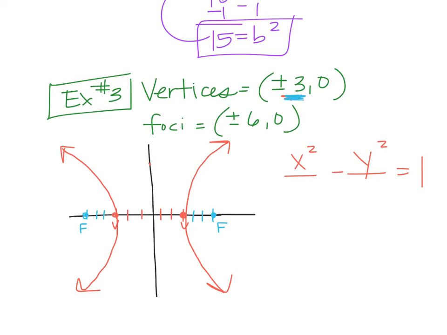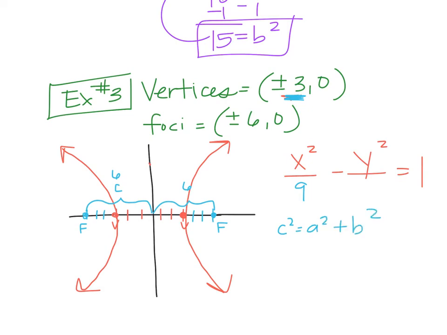3 squared is going to get us a 9 right here. We need to figure out our b squared. So the way we do that is we look at this distance, which is our c, and our c distance right now is 6, or you could do this one, the same thing, distance of 6. So we're going to say c squared equals a squared plus b squared.